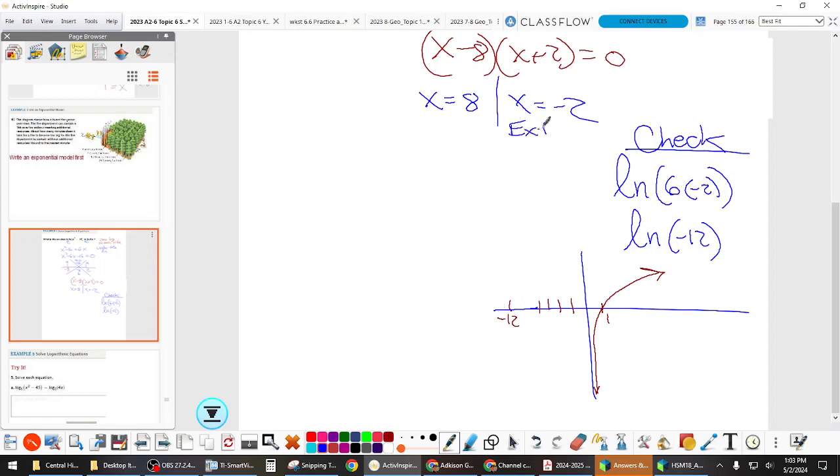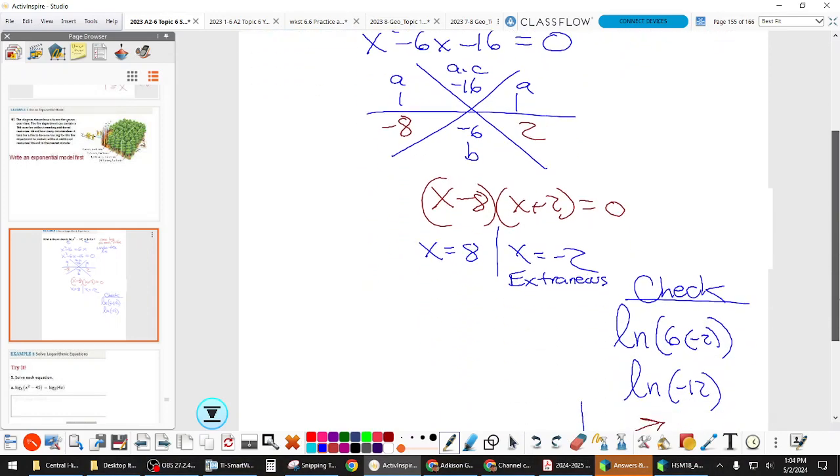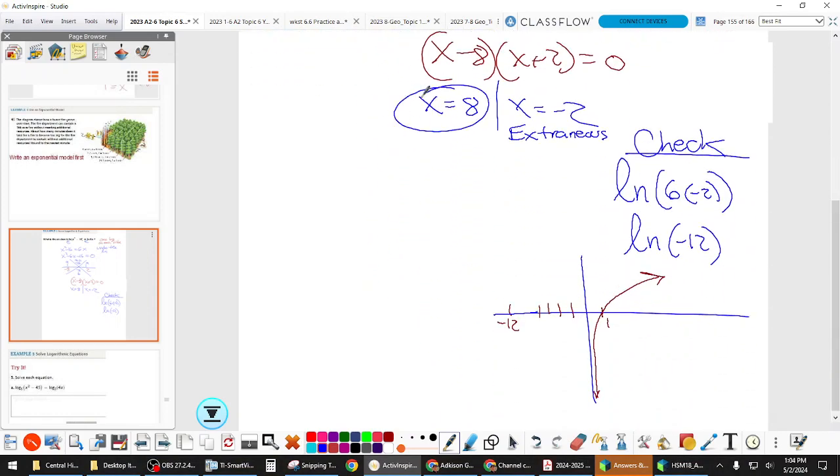Go study it. Does 8 work, or does it create an issue as well? Is there such a thing as natural log of 48 on this side? Yes. So 8 is fine. Negative 2 is not. What other number will not work? What other number will you have to say is extraneous if it creates an argument that is this number? What else is not okay? We just saw that a negative won't work.